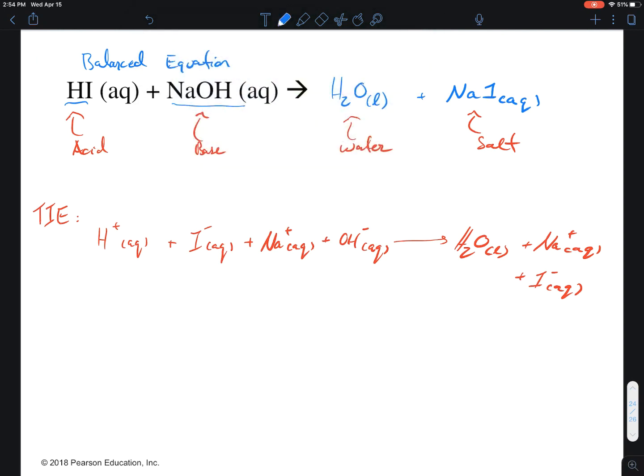All right. Then we cross out the spectator ions, which in this case end up being iodide and sodium. And our net ionic equation then is H plus aqueous plus OH minus aqueous, giving us water.